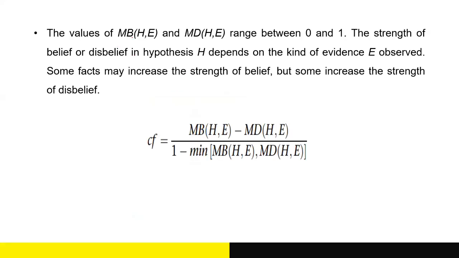Then the values of measure of belief of hypothesis given evidence and measure of disbelief of hypothesis given evidence range between 0 and 1. The strength of belief or disbelief in hypothesis H depends on the kind of evidence E observed. Some facts may increase the strength of belief, but some increase the strength of disbelief. So in other words, the output of these functions falls within the range 0 and 1. This range is often used in probabilistic context to represent degrees of belief or confidence, where 0 means complete certainty that something is false, and 1 means complete belief that something is true.